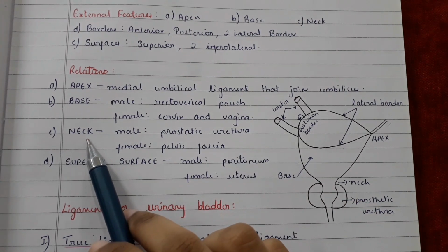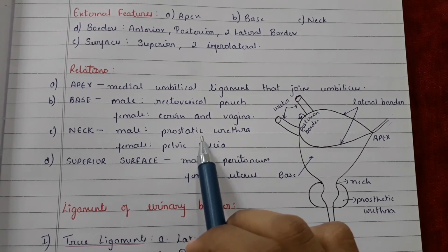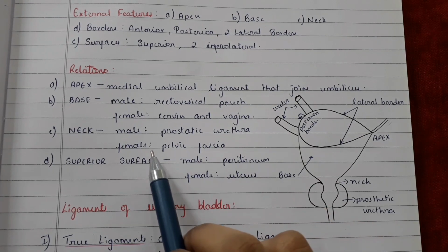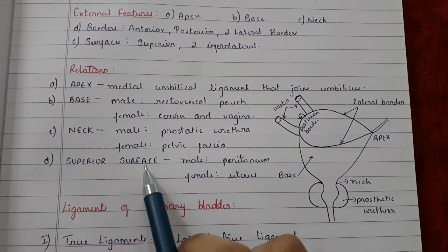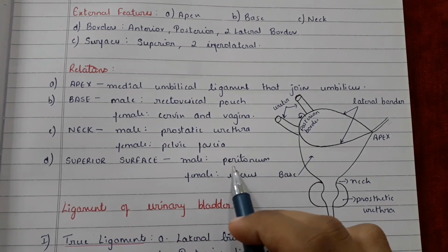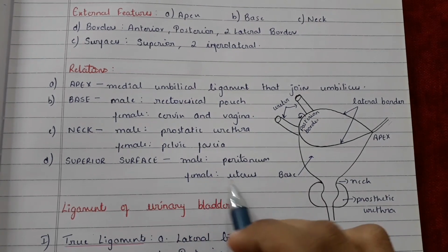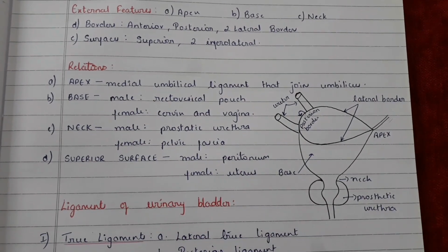At the level of the neck, in males, the prostatic urethra. In females, the pelvic fascia. And the superior surface in males, the peritoneum, and in females, the uterus.